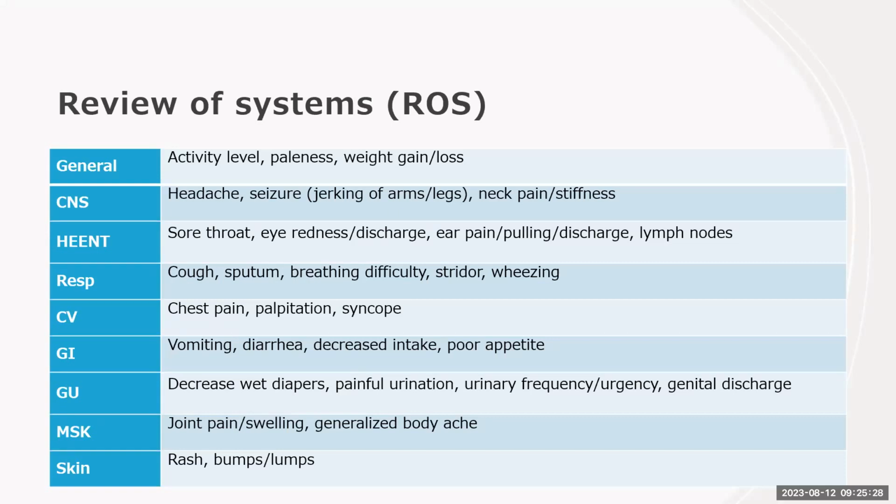For GI, vomiting, diarrhea, decrease in intake, poor appetite. For the GU system, as we mentioned, decrease in wet diapers, and painful urination is very important for a little older kid who can describe things a little better. Urinary frequency or urgency, any genital discharge, especially in teenage populations. For MSK, musculoskeletal is what that stands for, ask about body aches, joint pain, joint swelling. And then lastly, about the skin, like any new rash, any bumps, any lumps on their body that they're noticing.